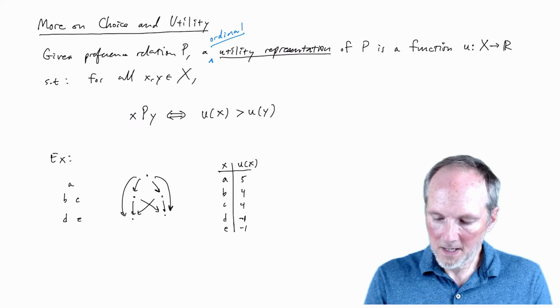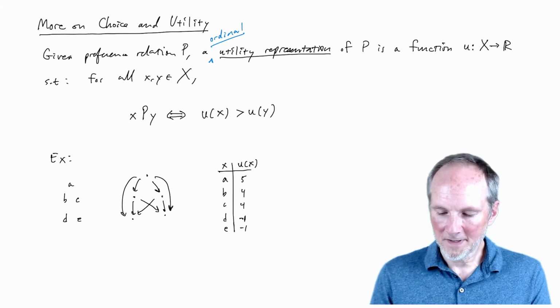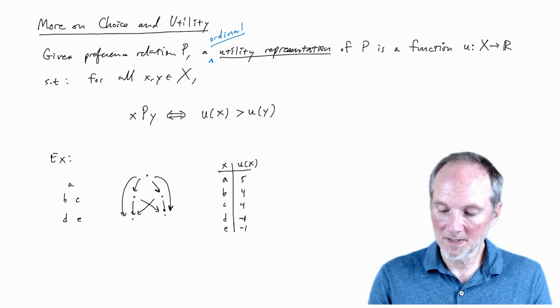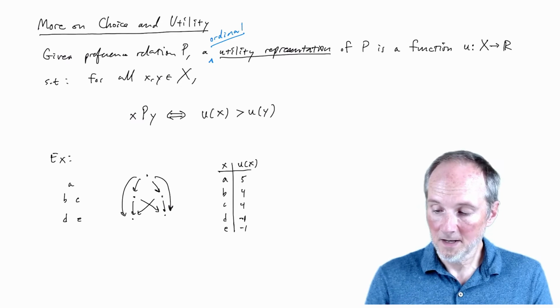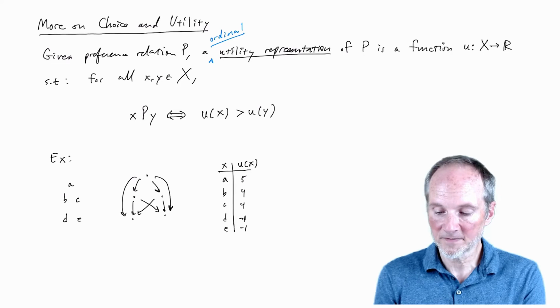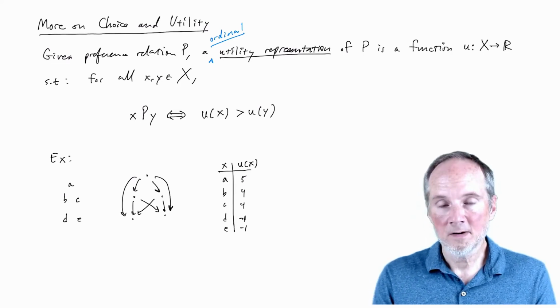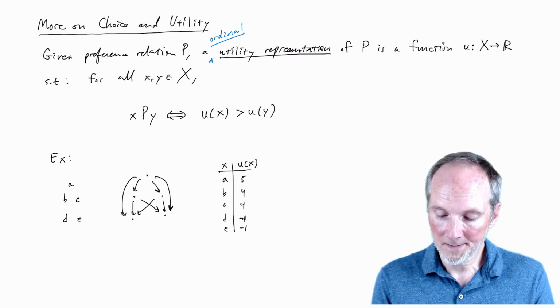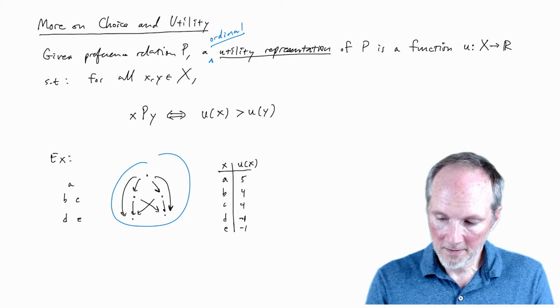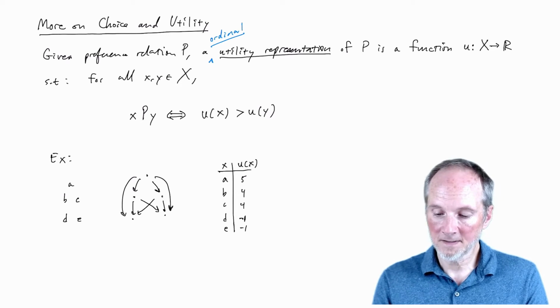You can tell the way I did that, there was a little bit of randomness in it, but let's check that this is a valid utility function or representation for this preference relation. Technically, we would have to look at every pair of alternatives. Everywhere there's an arc over here, we'd have to make sure that the utility for the first alternative is higher than the second, and vice versa.